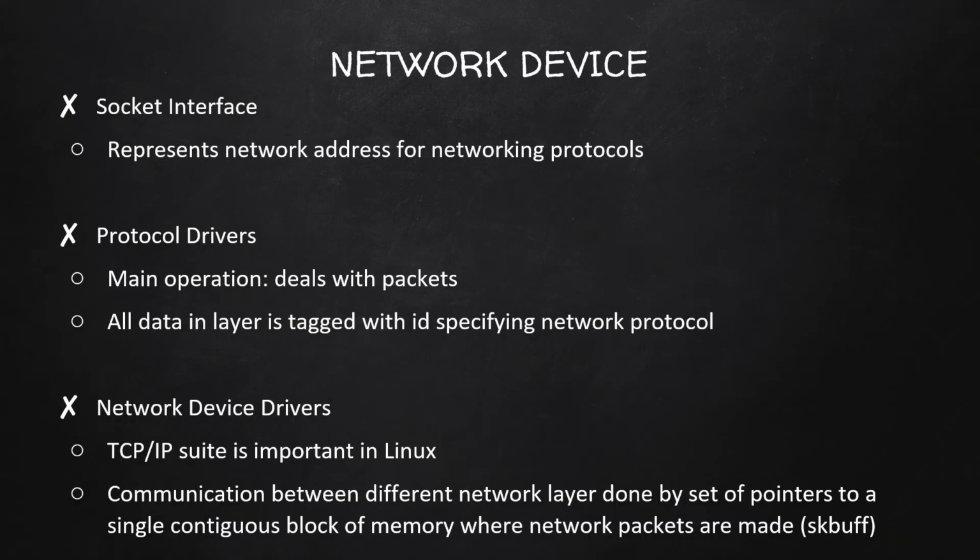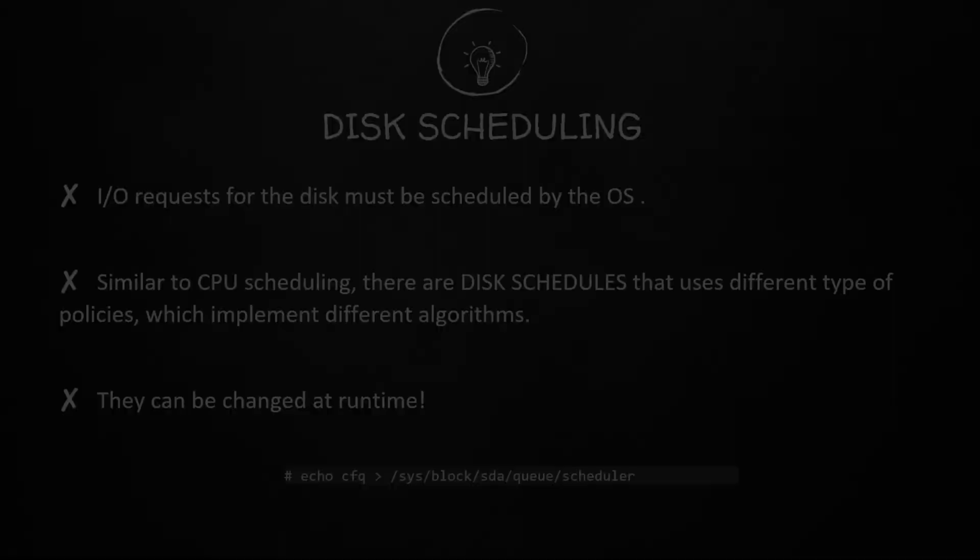The socket interface deals with network addresses for networking protocols. Then for the protocol drivers, the main operation deals with packets. All data in this layer is tagged with an ID specifying which network protocol. And then finally, the network device driver. Communication between different network layers is done by a set of pointers to a single contiguous block of memory where network packets are made, known as skbuf. In Linux, the TCP/IP suite is very important.